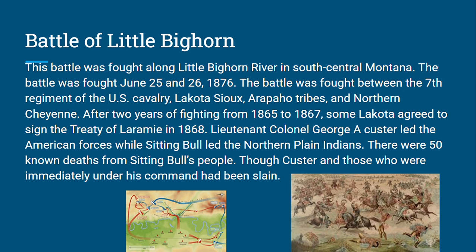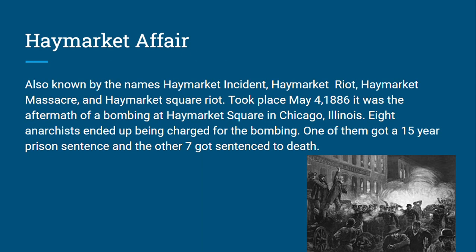The Haymarket Affair. It also is known by the names of the Haymarket Incident, Haymarket Riot, Haymarket Massacre, and Haymarket Square Riot. This took place May 4th, 1886. It was the aftermath of a bombing at Haymarket Square in Chicago, Illinois. 8 anarchists ended up being charged for the bombing. One of them got a 15-year prison sentence, and the other 7 got sentenced to death.